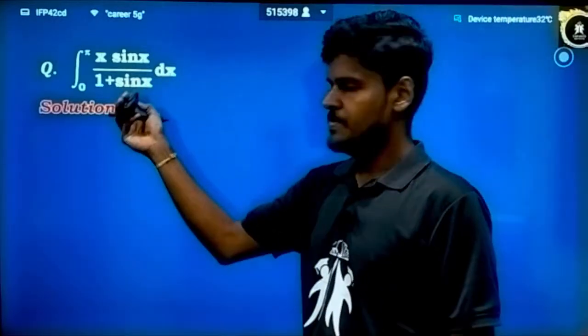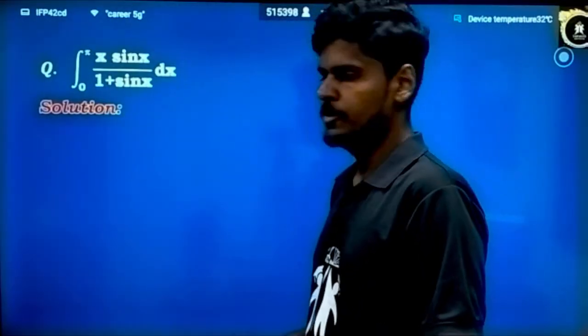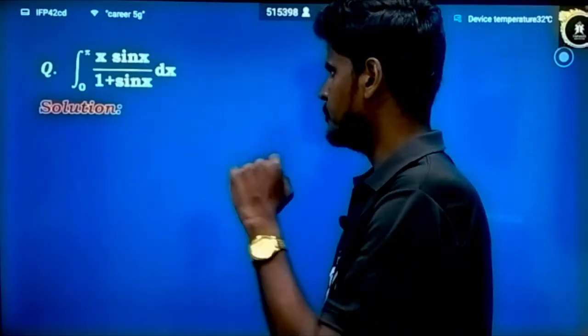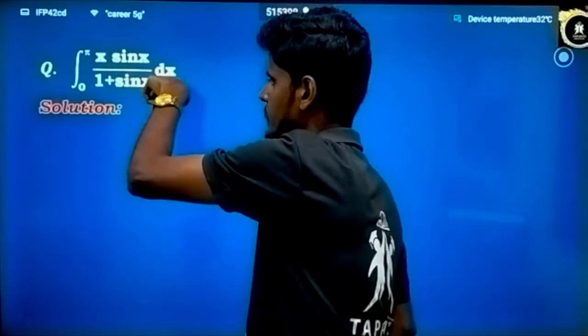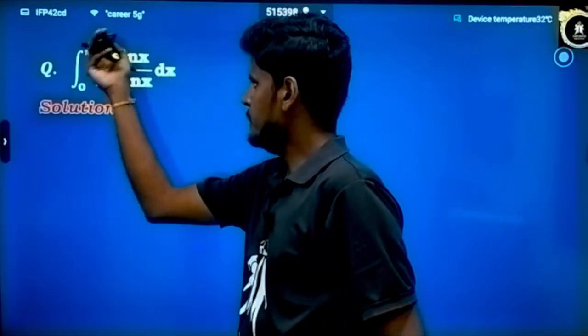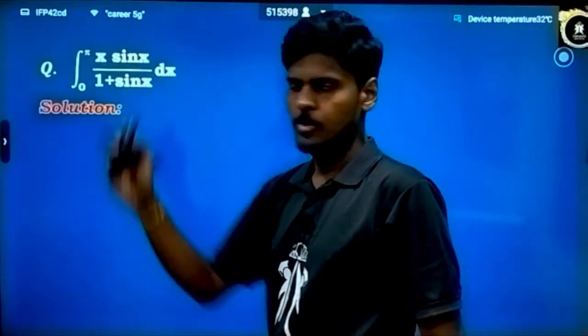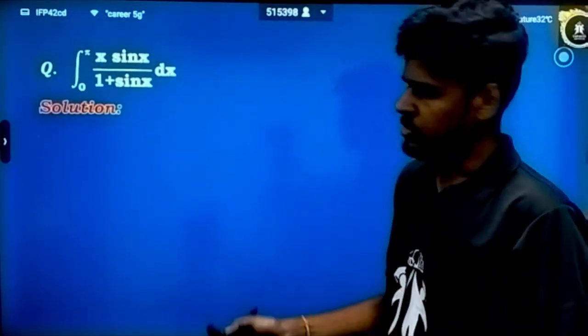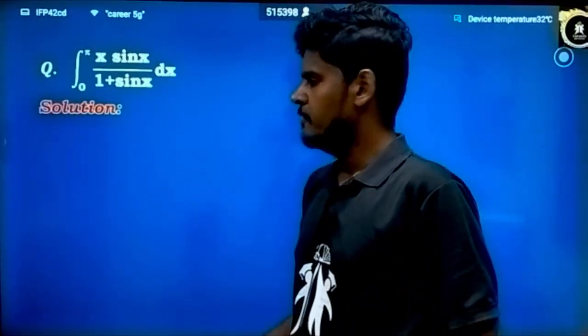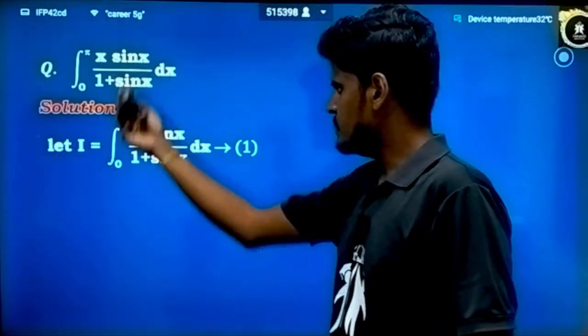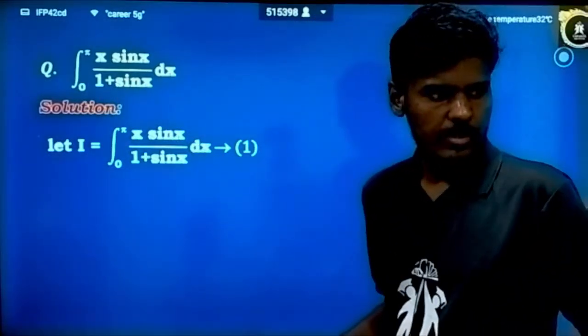Next question is similar to a few problems we solved before. In the problem before, we had x divided by 1 plus sin x. In this problem, we have x sin x divided by 1 plus sin x. And the limit is between 0 to pi. Okay. The solution is similar to the previous. We will use the same property. Just we can go through the solution now.